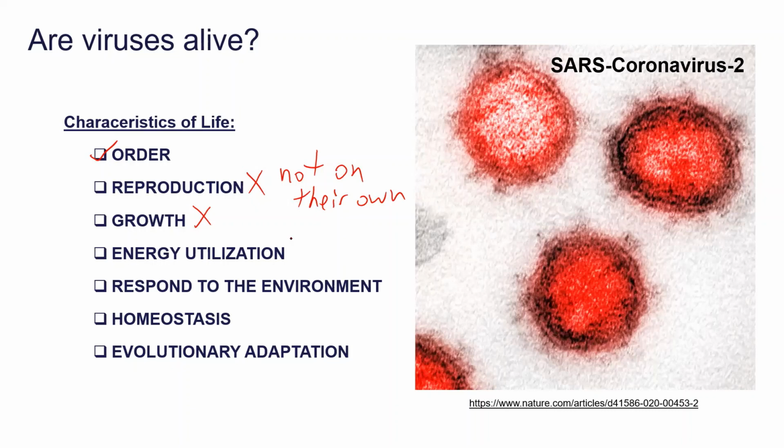Do they use energy? No. Do they respond to the environment? No. So it doesn't look like they're much more than just particles. Homeostasis? No. They do adapt though. They can mutate. We need a new flu shot every year. That's because they are adapting and changing. So they have some characteristics of life, but for the most part, you can think of them as very, very complex particles with instructions inside of them.